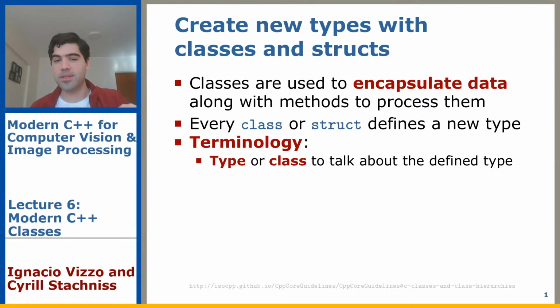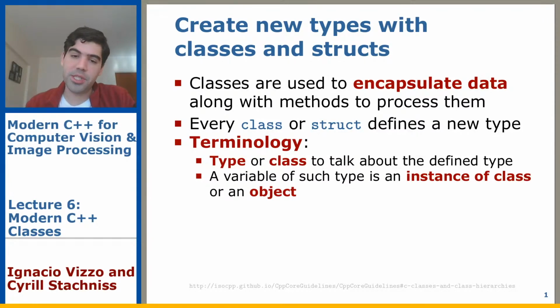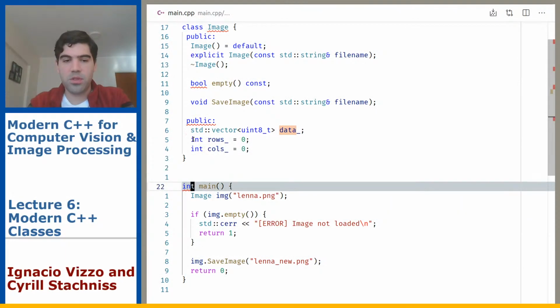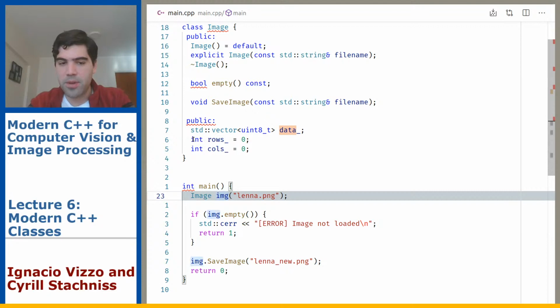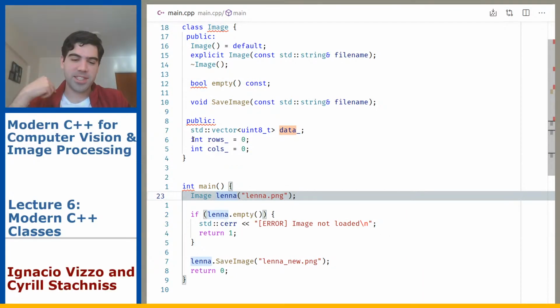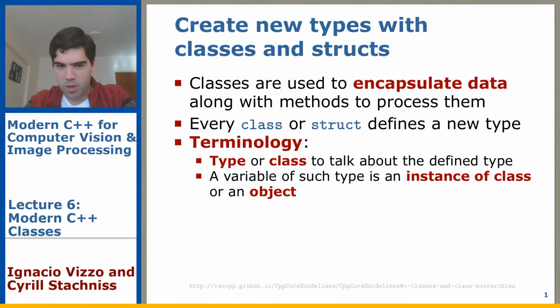So a type or a class is the name we will be using to talk about a defined type. I will probably be using more "type" than "class" because I like the idea better. A variable of such type is an instance of a class, or an object. So this variable called image right here is basically an instance of the class Image. Let's rename this, it's not a good name. And then Lena is an instance of the class Image, or just an object.